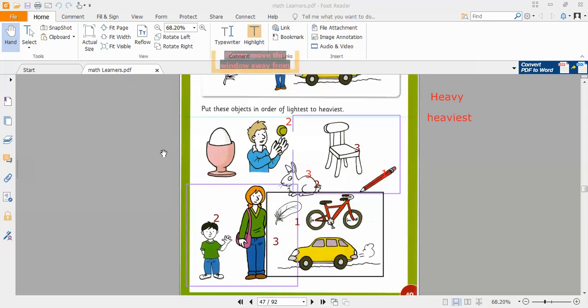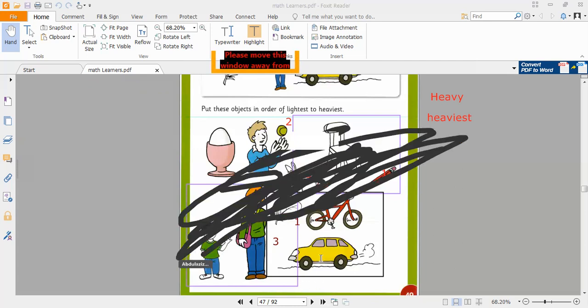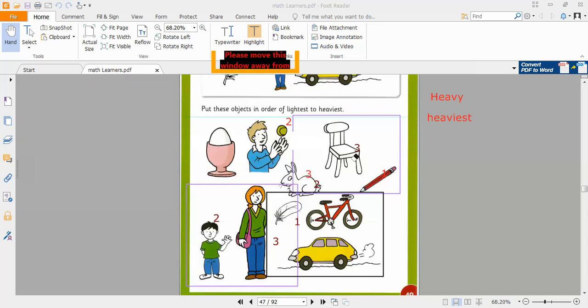Cycle or a car? Cycle is lightest or a car? Abdulaziz, you should not do this. Okay, then we have a cycle number 2 and the car is number 3. Understood, boys? In this lesson, you just have to put them from lightest to the heaviest.